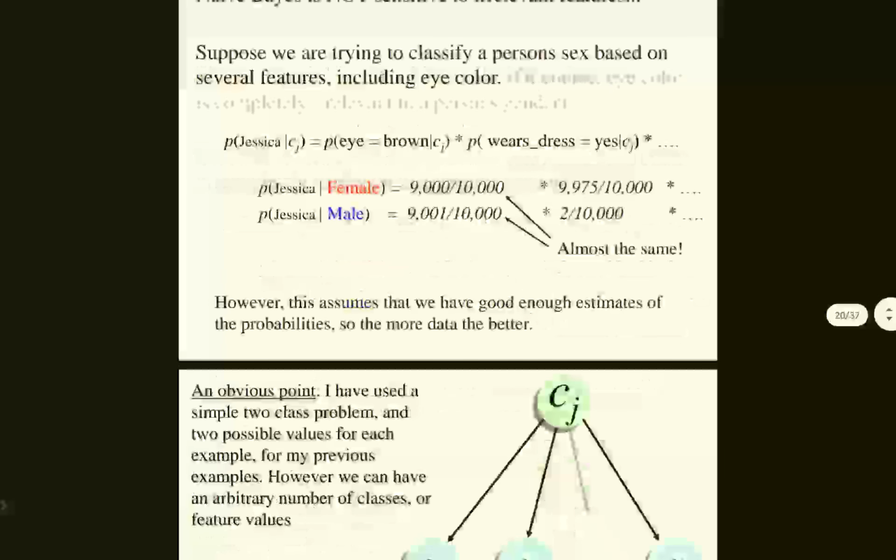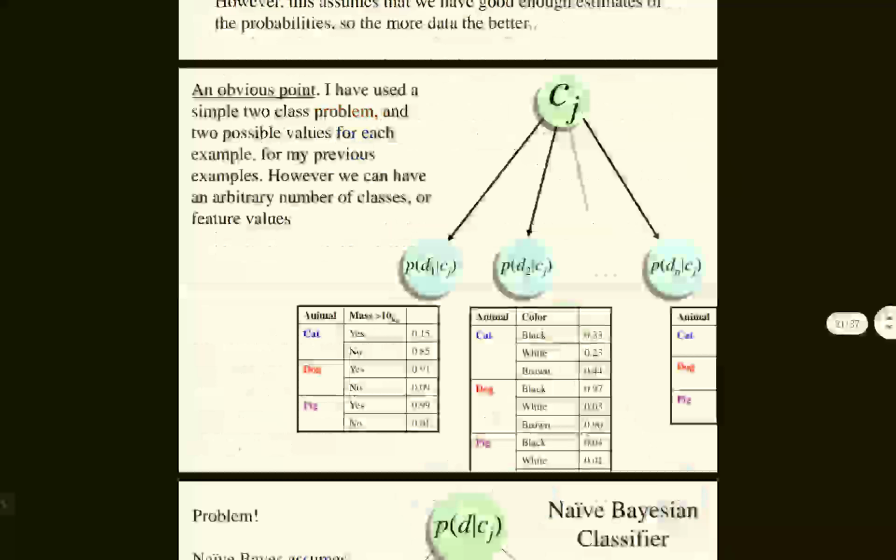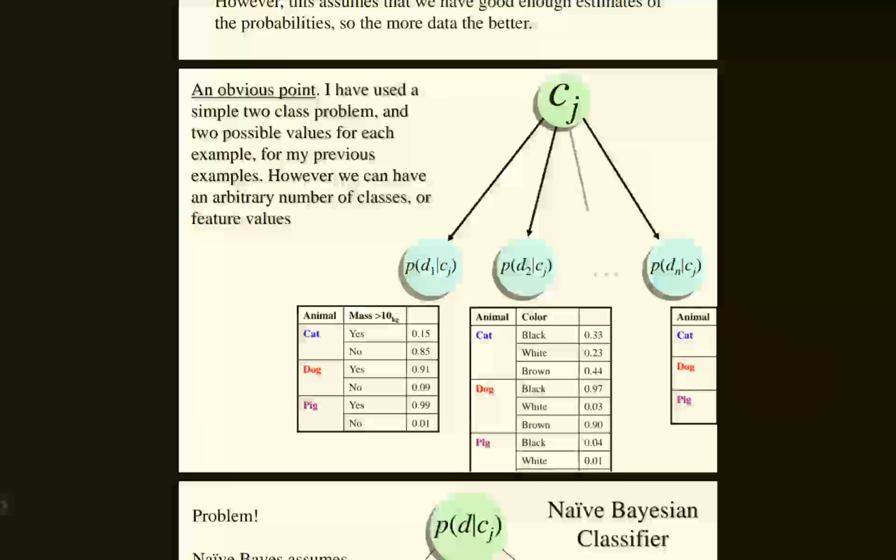Okay, so this is a very important part, the naive Bayes classifier. You can easily understand that. What are the obvious points here? Just focus on this point. It is used in a simple two-class problem with two possible values for each example. For my previous example, however, we have an arbitrary number of classes or feature values. Yes, an arbitrary number of classes and feature values are there.